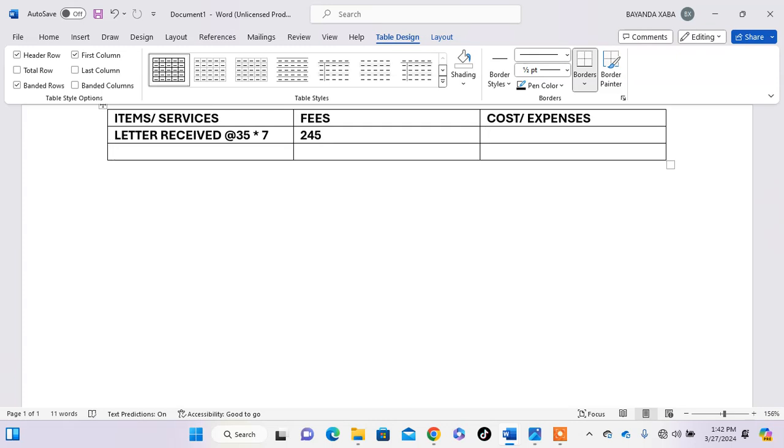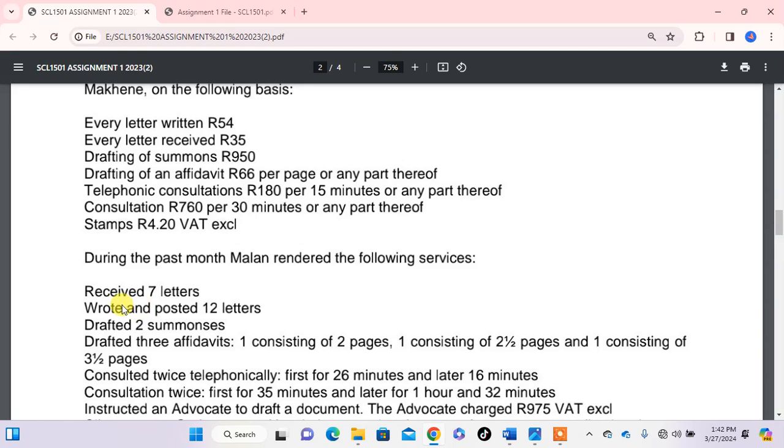The second one is that he wrote and posted 12 letters. Every letter written is 44 rand. So one letter is 44 rand. Then this guy wrote and posted 12 letters.